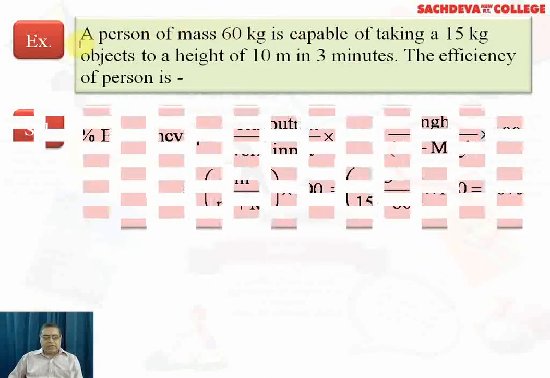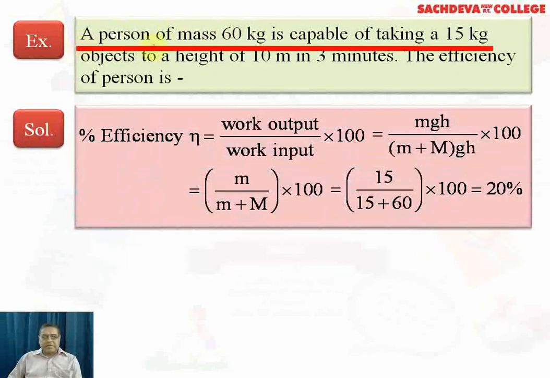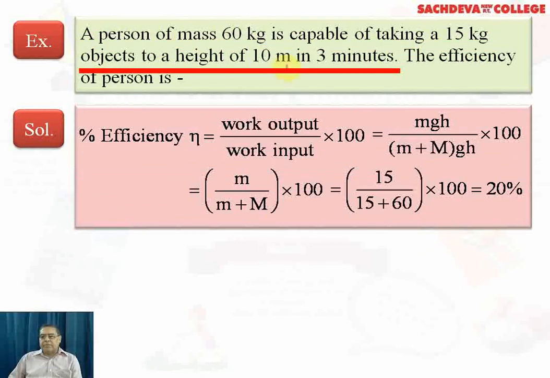Now, in our next question, a person of mass 60 kg is capable of taking a 15 kilogram object to a height of 10 meters in 3 minutes. We have to estimate the efficiency of the person. The given data: the mass of the person is 60 kilograms, and he is holding a mass of 15 kilograms, so the total mass is 75 kilograms. The height is 10 meters, and the time is 3 minutes, which is to be converted to seconds.